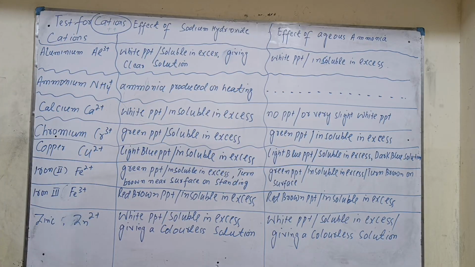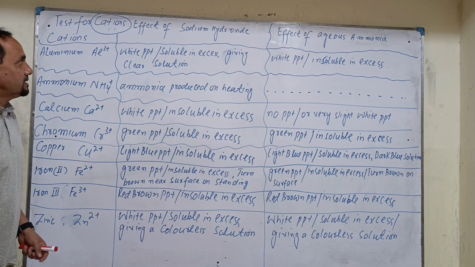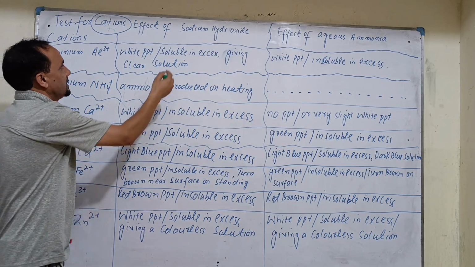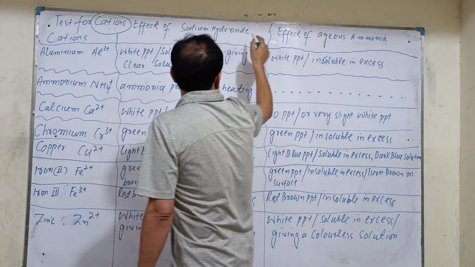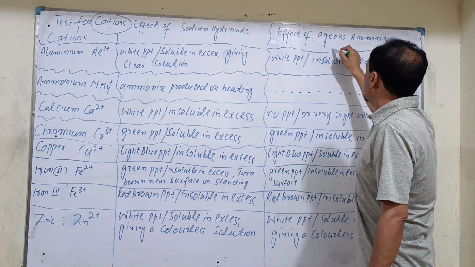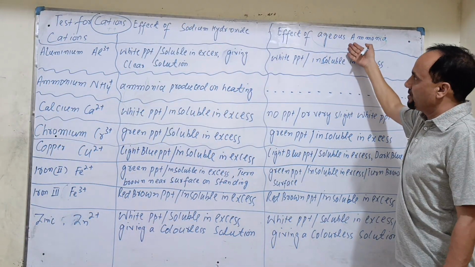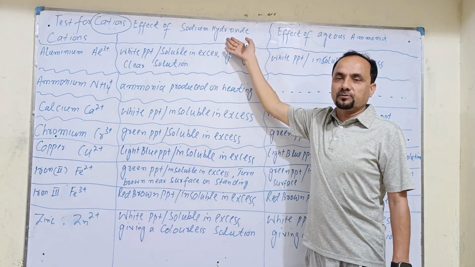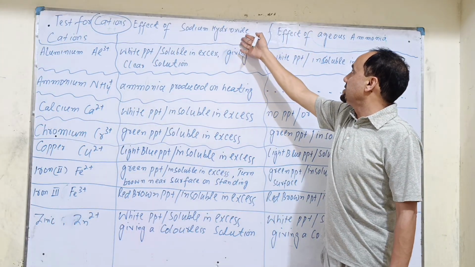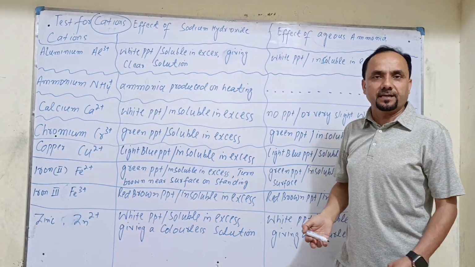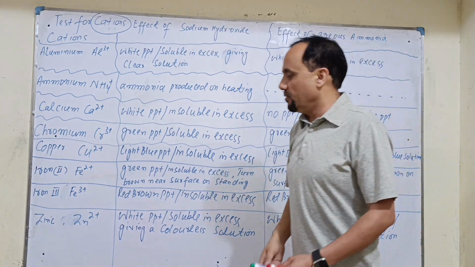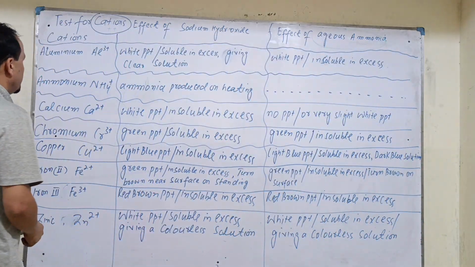For cations, we are using two types of solution. One is sodium hydroxide and the other is aqueous ammonia. Some people call it ammonium hydroxide. This one is called sodium hydroxide. And you can see both solutions are basic in nature. Now one by one we are going to discuss the tests.